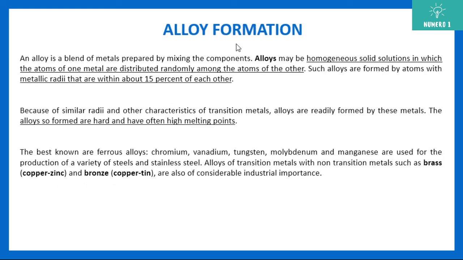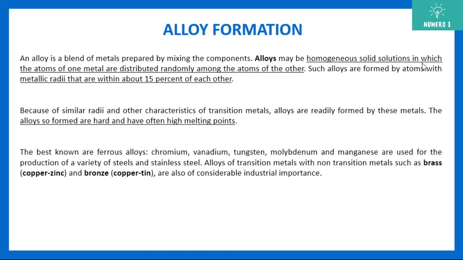Now, lastly, alloy formation. An alloy is a blend of metals prepared by mixing the components. An alloy can be regarded as a homogeneous solid solution in which atoms of one metal are distributed randomly among the atoms of the other. So it's a homogeneous solid solution. That's the definition of an alloy.